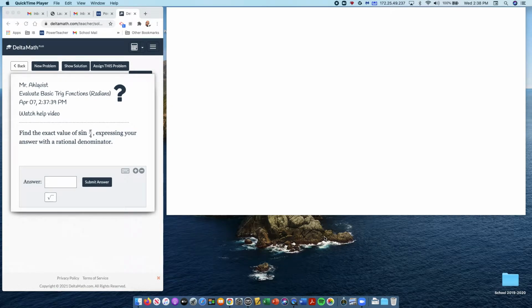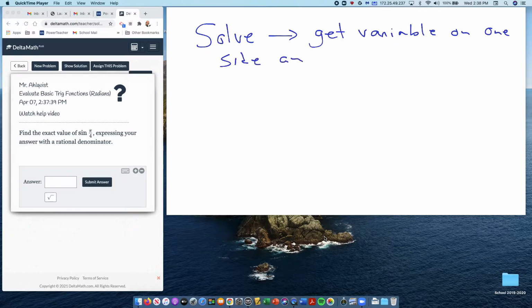We're going to talk about solving trig equations. Remember that in math, when we use the term solve, it just means get whatever the variable is on one side and everything else on the other. And then that'll answer your question, right? So that's what it means when we say solving it.